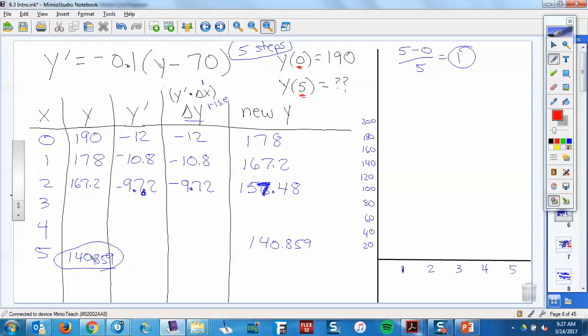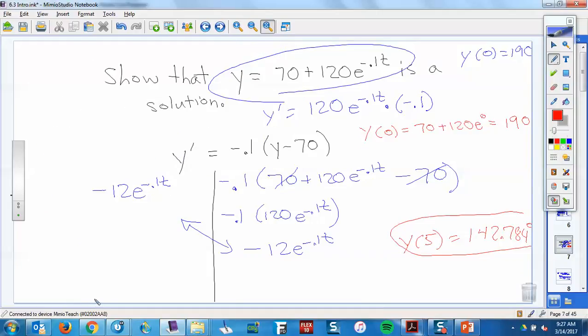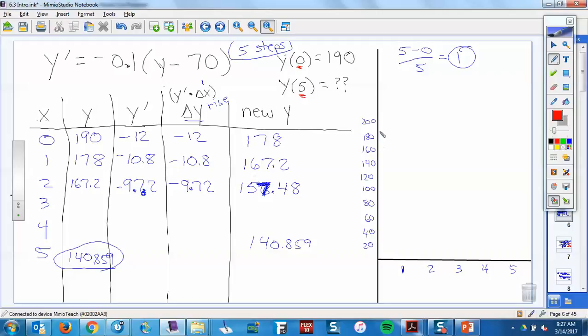Back here we had 140.859, right? And so doing Euler's method with 5 steps, we were too low because we started at 190 and we went down 12 and then we went here and then here and then here, when in actuality it was going down less than that, right? It was going in a smooth curve, but we were doing an estimate. So Euler's method is an estimate, very much like rectangles are an estimate. Euler's method is an estimate to solving a differential equation.